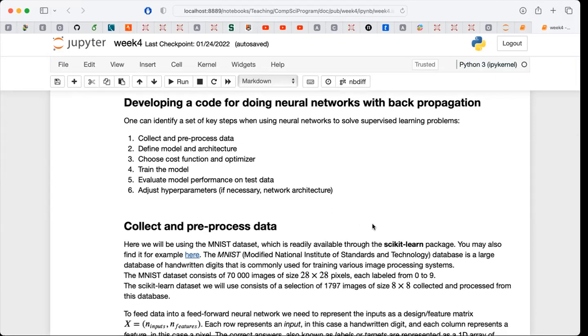In this specific case, the data is already collected and you can pre-process it and just use scikit-learn. So that just feeds the data into your neural network code. And you need to define the model and the architecture as we discussed. And in doing that, you need to define the cost function. You need also to define the optimizers. Then we train the model. Then you have to evaluate the performance on test data. And then you also need to adjust hyperparameters. So this is very much a kind of back and forth process here.